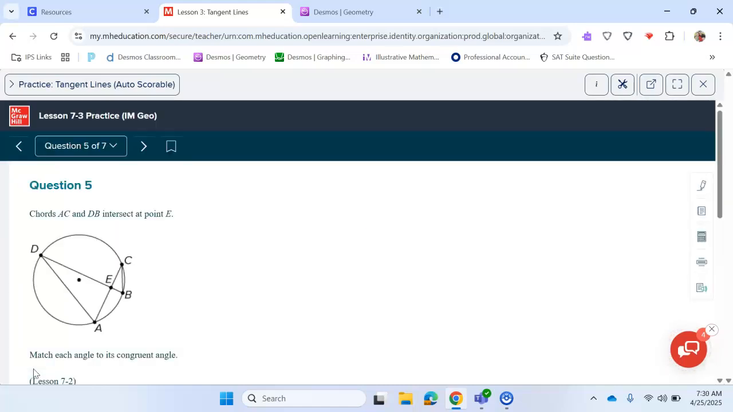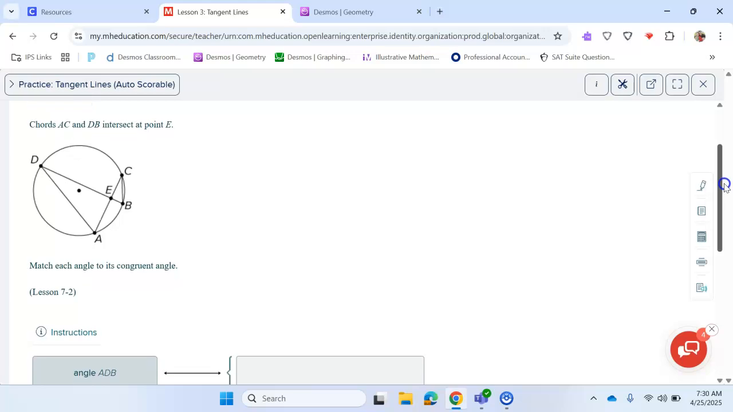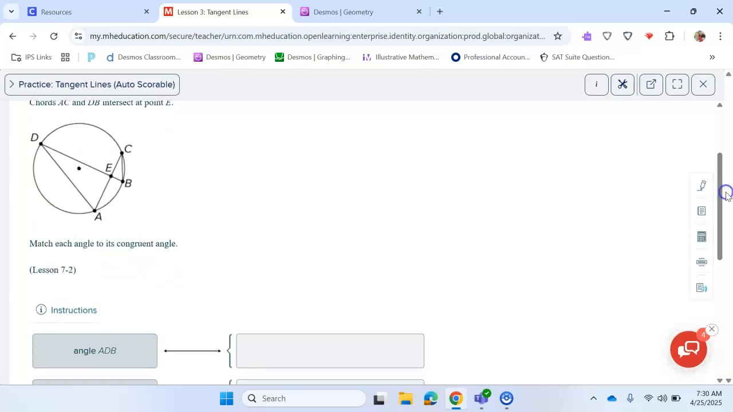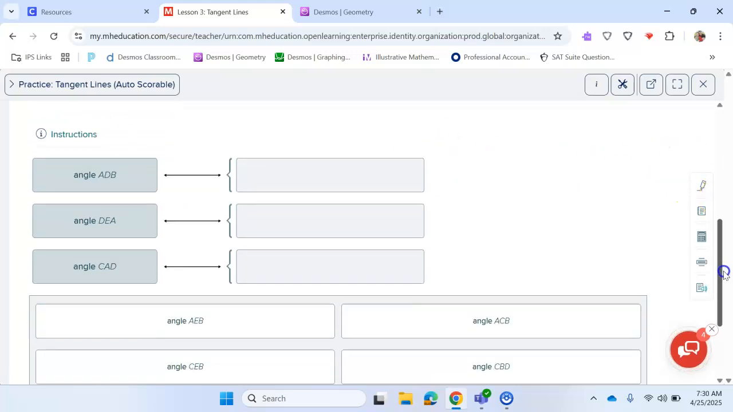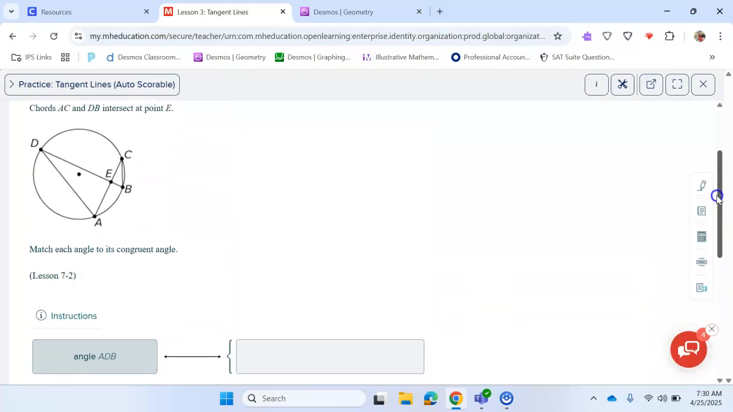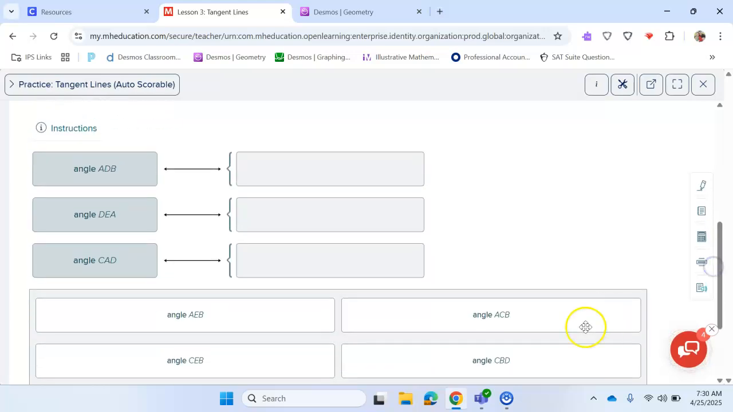Question 5. Chords AC and DB intersect at point E. Match each angle to its congruent angle. Angle ADB. ADB is an inscribed angle. It would be the same as BCA. BCA is also an inscribed angle with the same endpoints. BCA is the same as ACB.